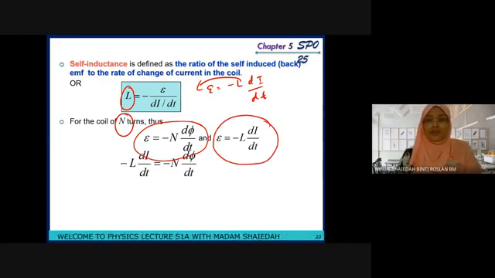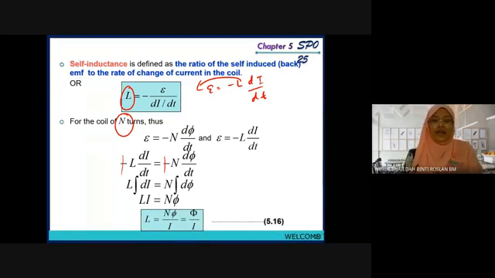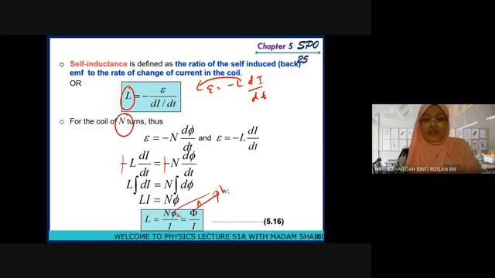So you substitute both and make it a simultaneous equation. What happens here is you integrate. The negative can cancel. When you integrate dI over dt, you get I. When you integrate d phi over dt, you get phi. So you get LI equals N phi. So L equals N phi over I, or phi over I. Remember, I said this one is capital A and this one is small a. Both of these are called phi. This is the Greek language. So that is the second equation.